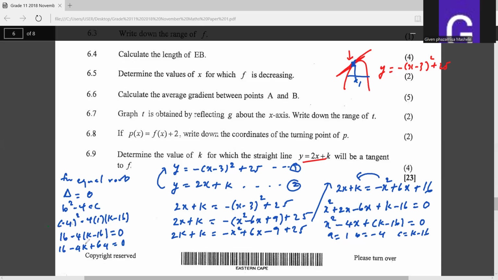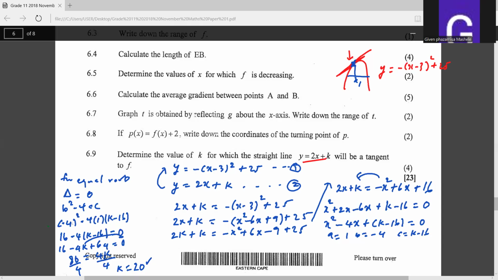So we can transpose 4k this side. 64 plus 16, this will give us 80 equals to 4k. Divided by 4. Divided by 4. So it means the k should be 20. So it means if k is 20, then the expression y equals to 2x plus 20 will become a tangent. Y equals 2x plus 20 becomes a tangent.